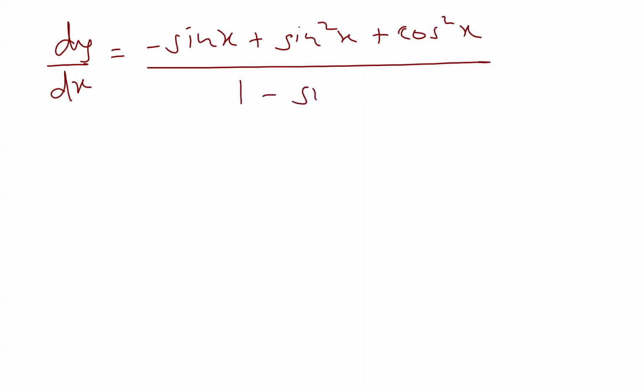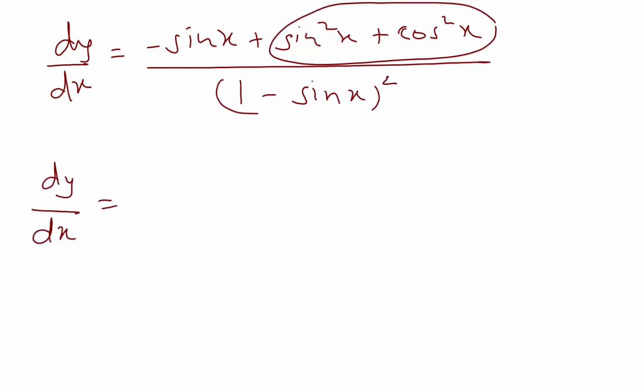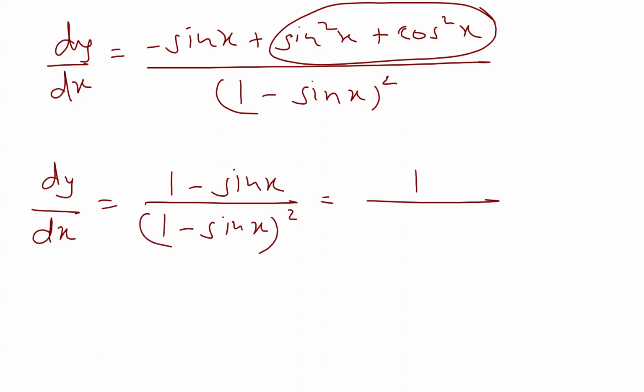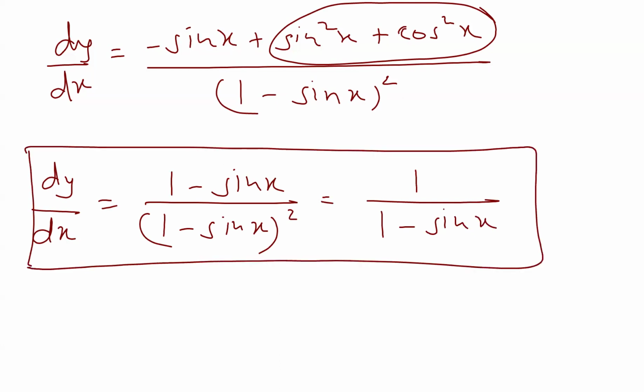Upon 1 minus sin x the whole square. So dy by dx, sin square x plus cos square x is 1. So this is 1 minus sin x upon 1 minus sin x the whole square, which in turn is 1 upon 1 minus sin x. We got the value of dy by dx. Any feedback? Have you understood this or is it difficult?